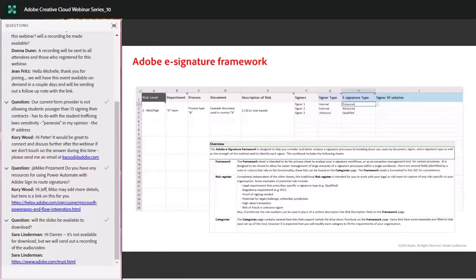Another question came in asking for a little more detail on what a digital identity is and how it works together with an e-signature. So I'll turn that one to you, Lori, as well.